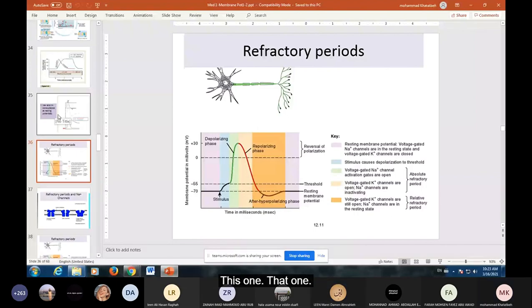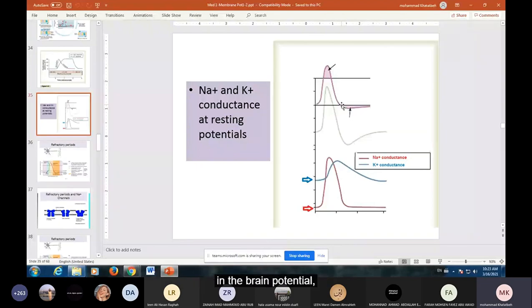This one, that one up, is reflecting the changes in the membrane potential, which means it is an action potential that is developed. Below it is the sum of conductances for both ions. This one in light green is the sum of conductances. You have two positively charged ions moving, one from outside to inside, one from inside to outside. The sum of conductances for both ions from the electrical view is reflected by that green line.